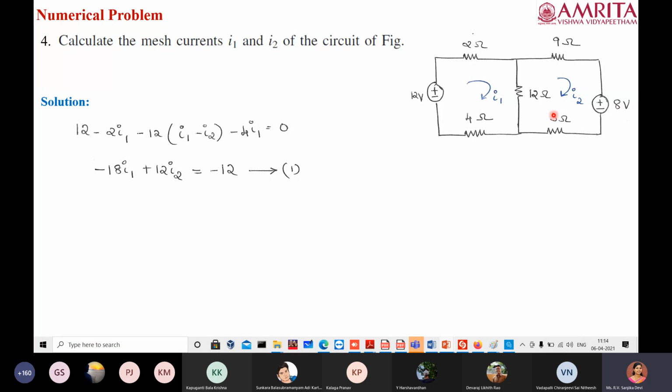Excuse me, ma'am. Is there any possibility that I2 that we get is 0, ma'am? Yes, even I have 0. Yes, I2 can be 0 also. Then I1 is 2 by 3 ampere, ma'am. That is 0.667, and I2 is 0. Yes, ma'am. Okay.